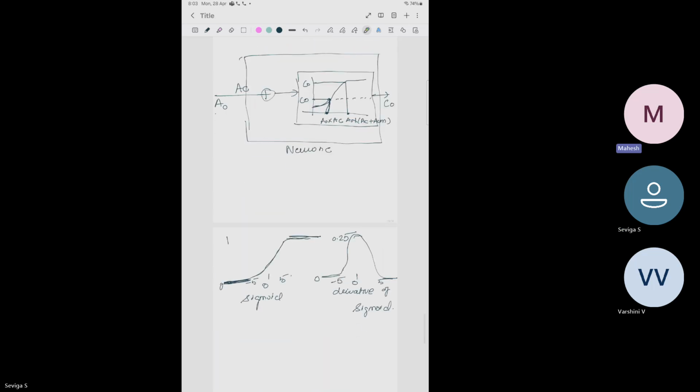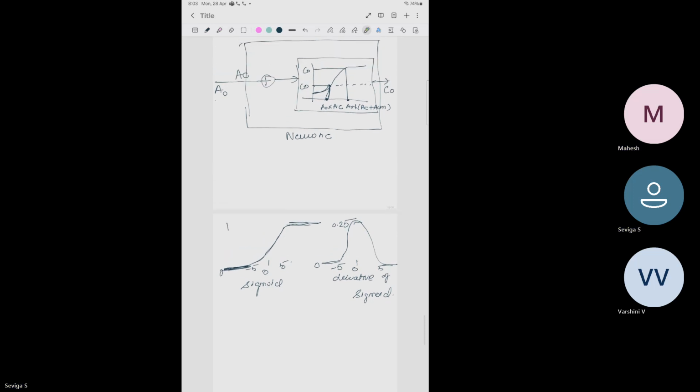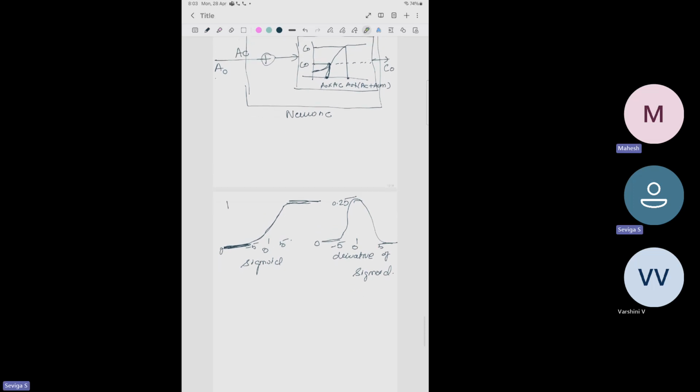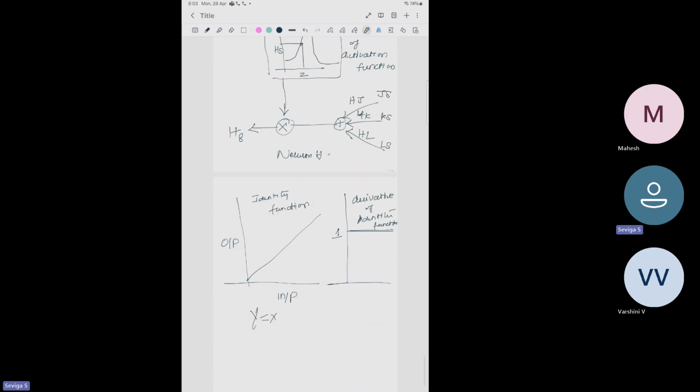For a sigmoid curve, the slope is not 1. No, ma'am, for the sigmoid curve it is different. I'm explaining this because previously we ignored the activation function. Instead of ignoring it, we can consider that we have used an identity function as an activation function. So no changes.